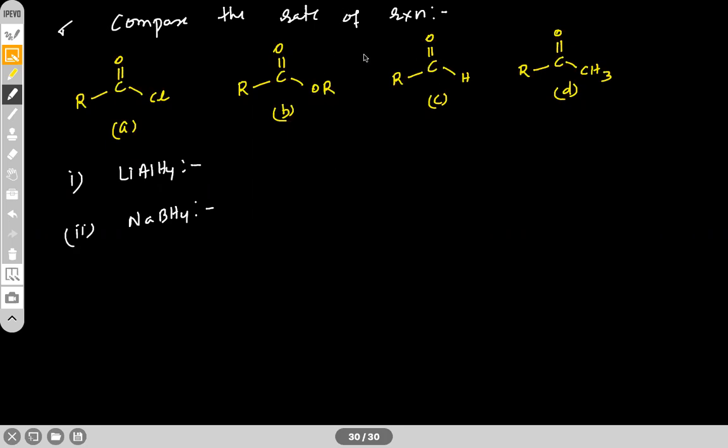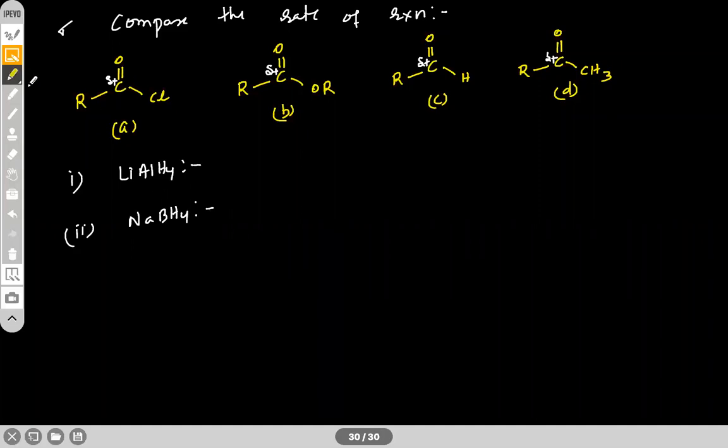No, that's not correct, Venkat. See, first of all, how do we compare the rate of this? We compare the positive charge density on the carbon atom, this one. Then only H minus will attack on this. The first step is the attack of hydride ion from these reagents, correct? So if this positive charge density is more, then more will be the tendency to attack on this.